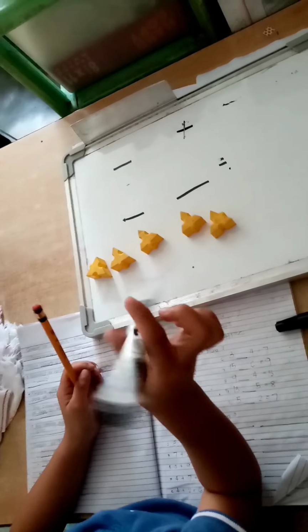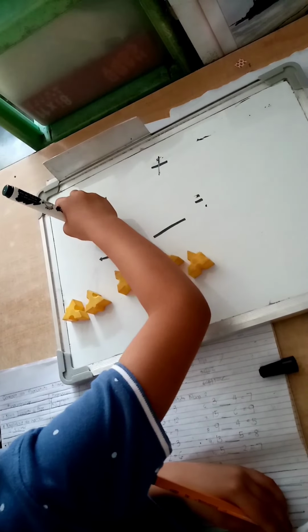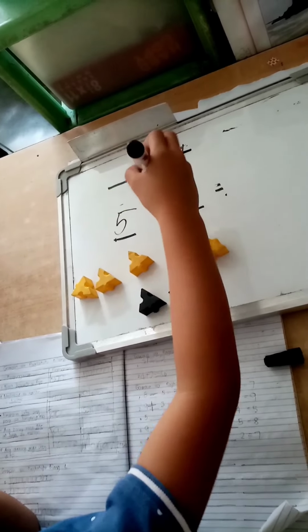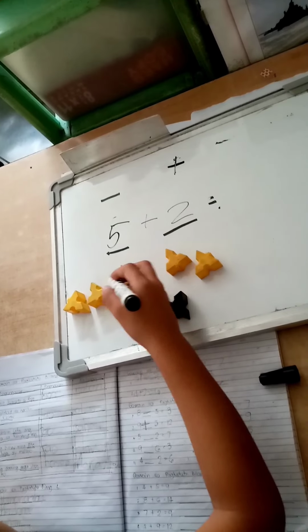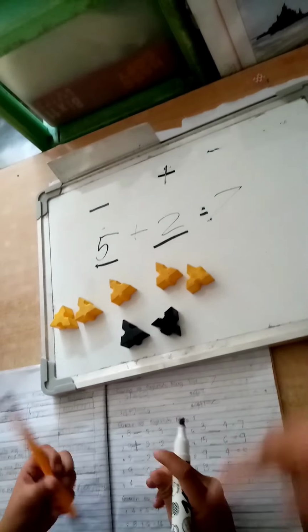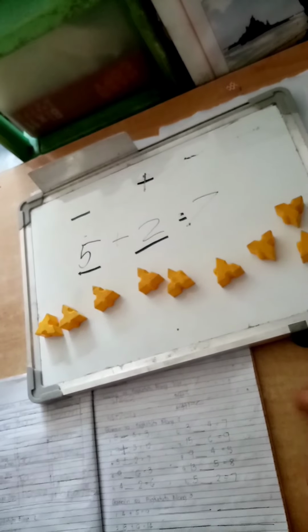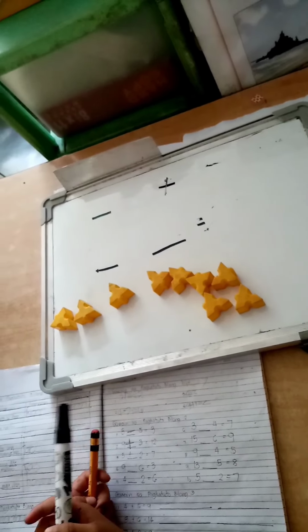Kyle, how many blocks do we have? 5. Right on the first blank, on the first line. Okay. How many blocks do I add? Okay, we use plus. So 5 plus 2 equals 7. We got 7. Maybe you can write the addition sign. Okay, and the second problem, how many blocks do we have in all? Nine. You can write there. 9.